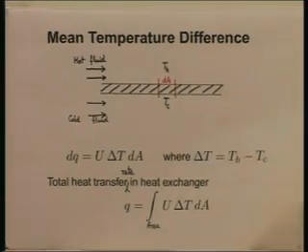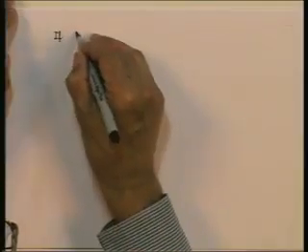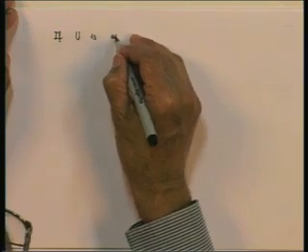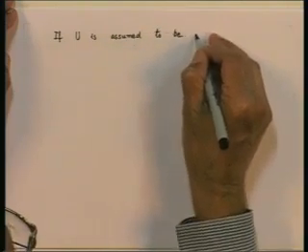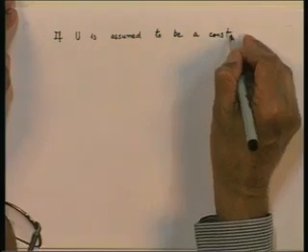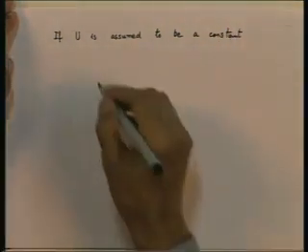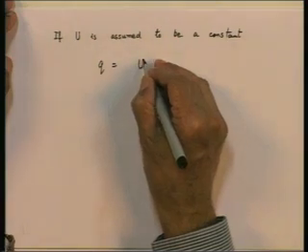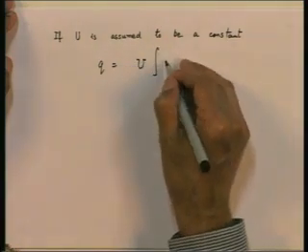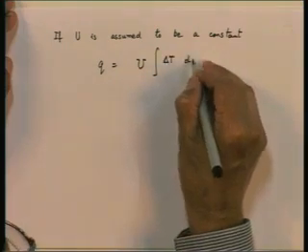Now, if I assume that the overall heat transfer coefficient U is a constant, not varying over the surface of the heat exchanger, then the expression for Q simplifies: Q is equal to U, which can be taken outside the integral, times the integral of delta T over the area A.